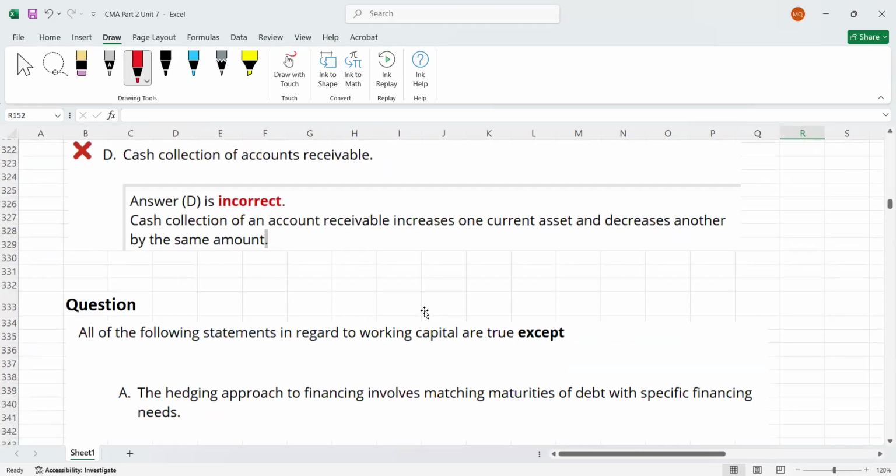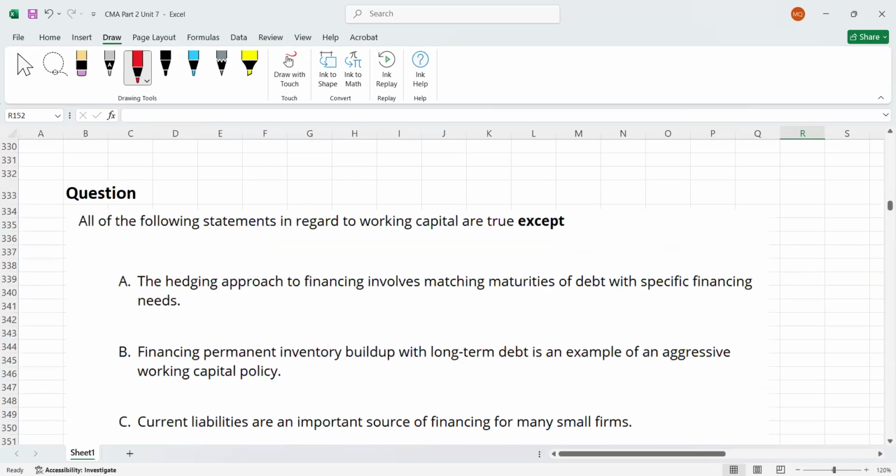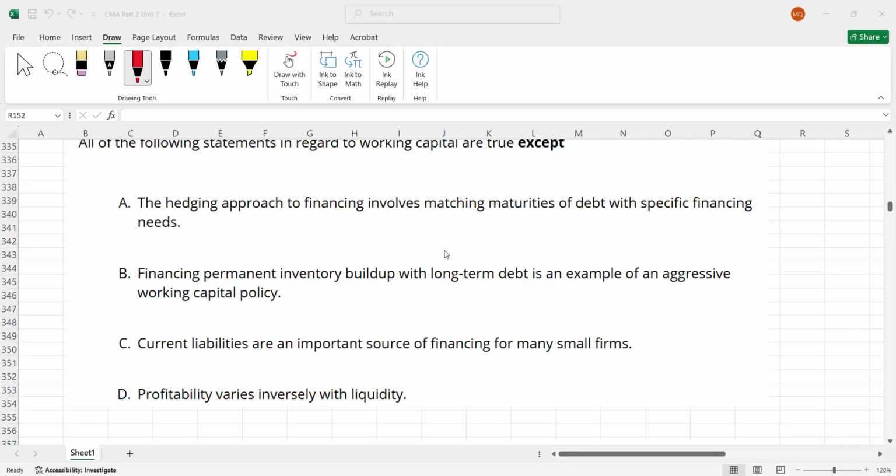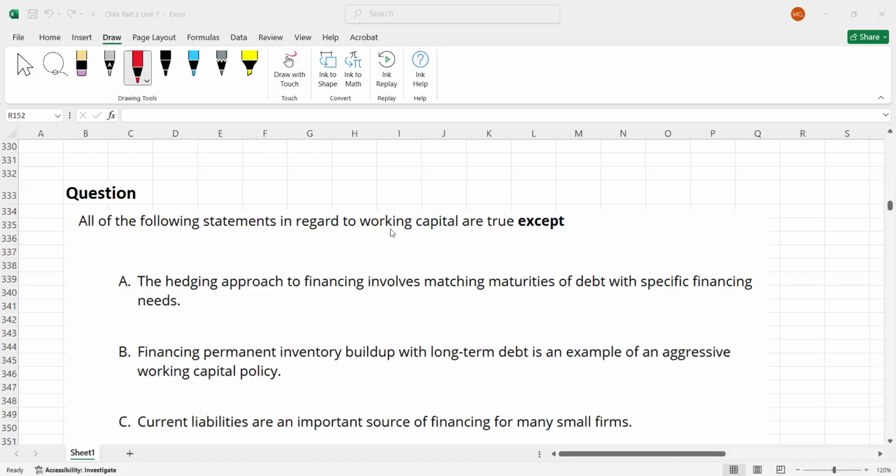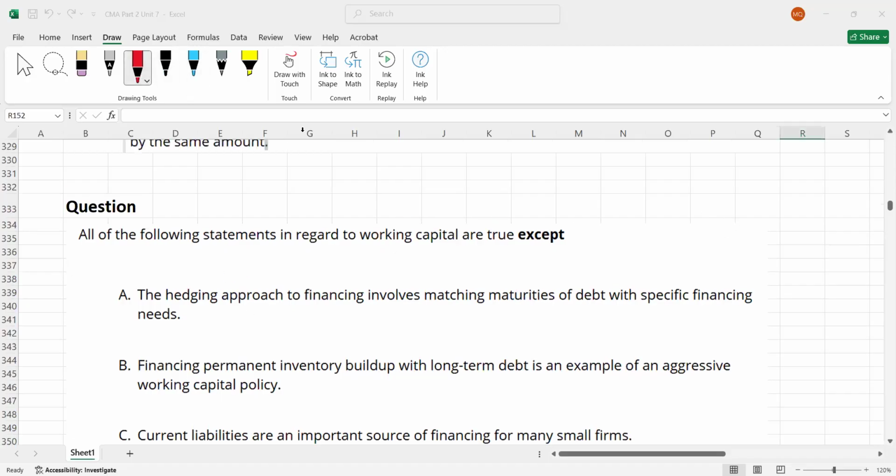So we got another question now on your screen. They're saying all of the following statements in regard to working capital are true except. What is simply the question is, which statement is incorrect regarding working capital. This is what you have to identify, and that is the answer of the question.